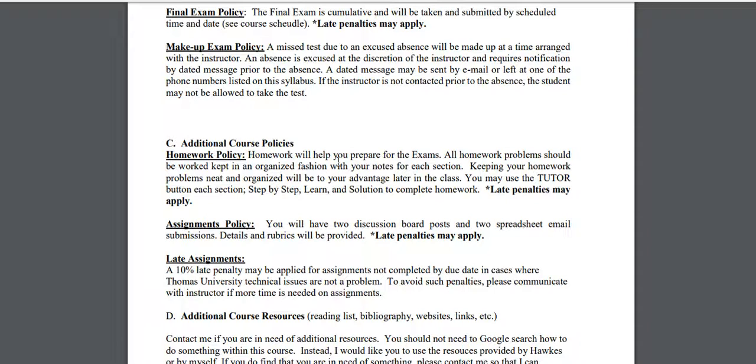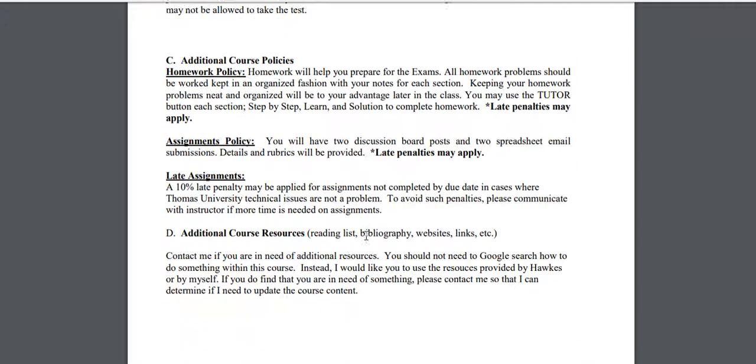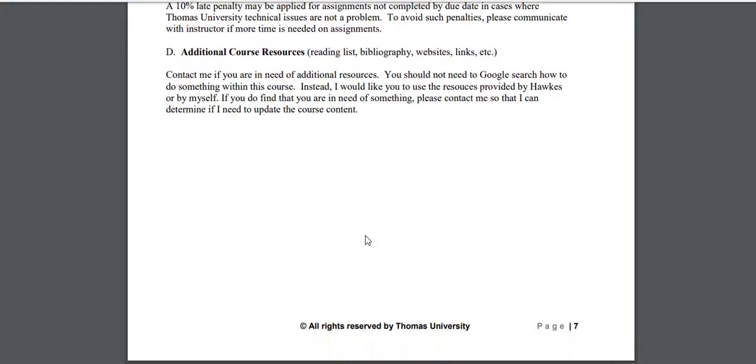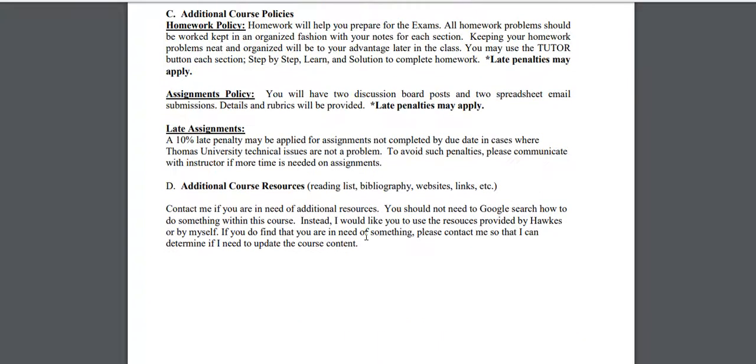Homework will help you prepare for the exam. All homework problems should be worked and kept in an organized fashion with your notes for each section. Keeping your homework problems neat and organized will be to your advantage later in the class. When you're doing the homework, and we'll go through this more thoroughly when I show you the video on Hawks, you have the option of hitting the tutor button, and the tutor button will give you three commands: step by step, learn, or solution, and that'll help you complete it. So 10% is kind of my standard late penalty. If you get past the due date, that's the standard thing.